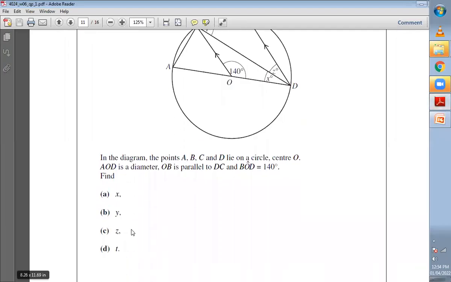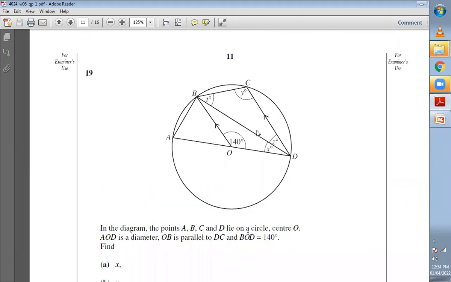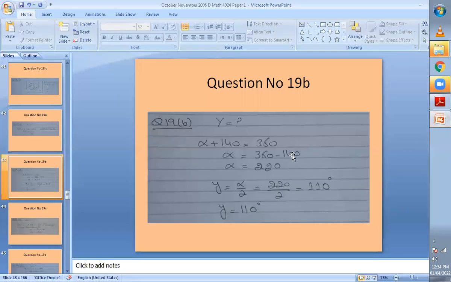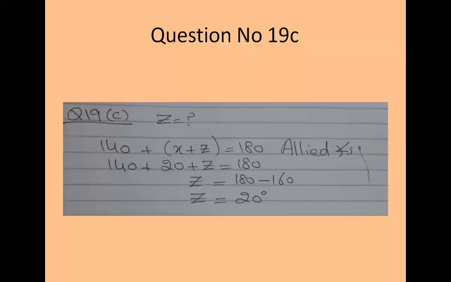Then they say find the value of Z. Look here carefully. This line and this line are parallel to each other. This angle here is 140. This angle is X plus Z. So these two angles are allied to each other. We call them allied angles, and their sum is 180. Allied angles are supplementary. So 140 plus X plus Z will be equal to 180. They are allied angles in parallel lines. So we'll find the value of Z. So 140 plus bracket X plus Z equals 180.